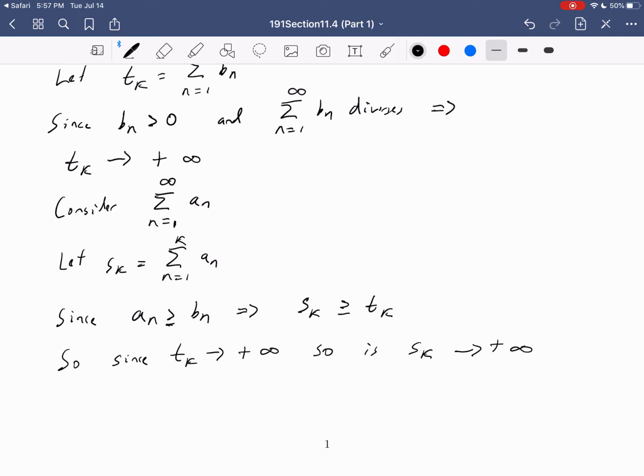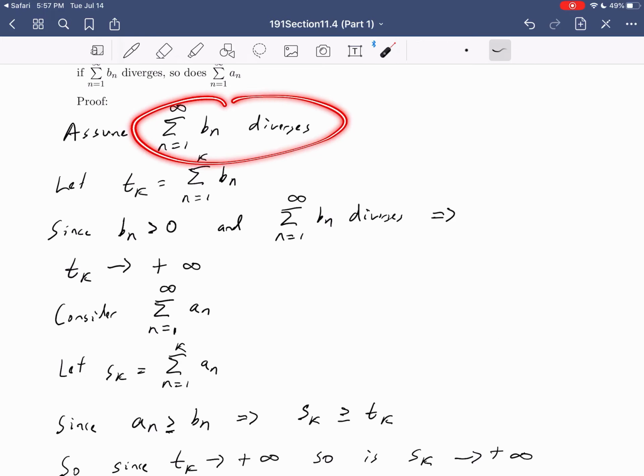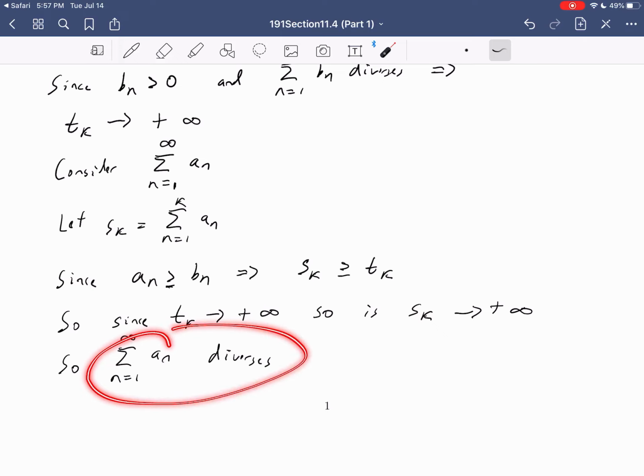So what does that tell us? Well, that tells us the sum from n equals 1 to infinity of A sub n diverges. So what we've just proven is if the smaller one diverges, then the larger one diverges. So there we go. That's the direct comparison test.